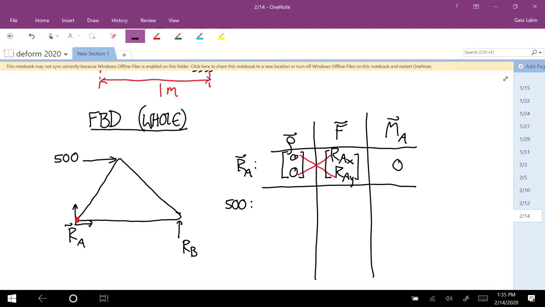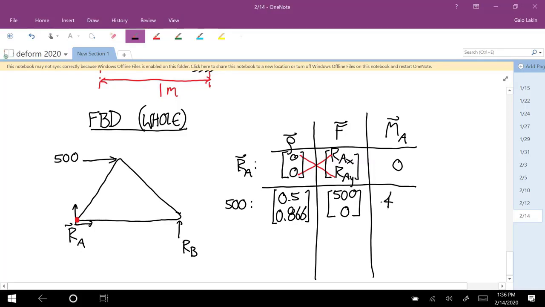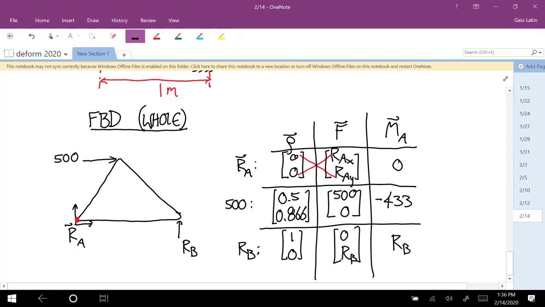That's going to be positive 0.5, positive 0.866, because that angle is 60 degrees. The force vector is 500, 0. And so the cross product is negative 433. And then the last one is RB. The row vector is 1, 0. The force vector is 0, RB. So the cross product is positive RB.